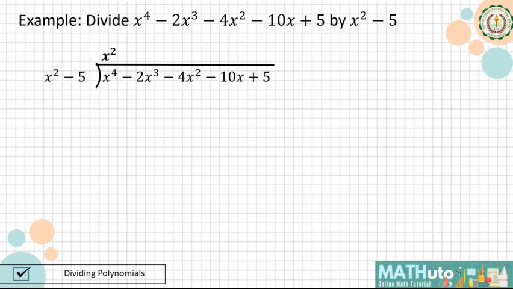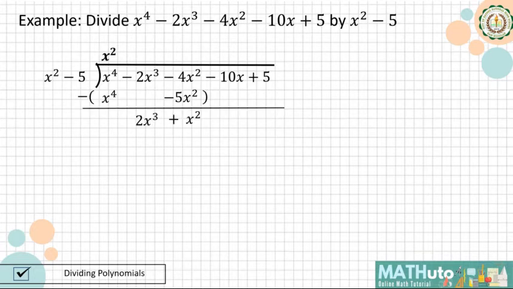Then the quotient will be multiplied to our divisor. X squared times x squared is x raised to 4. And negative 5 times x squared is negative 5x squared. But we have to align it with its same variable. Next, we have to subtract these two polynomials. So we have 2x cubed and positive x squared. Then, bring down the next term, which is minus 10x.